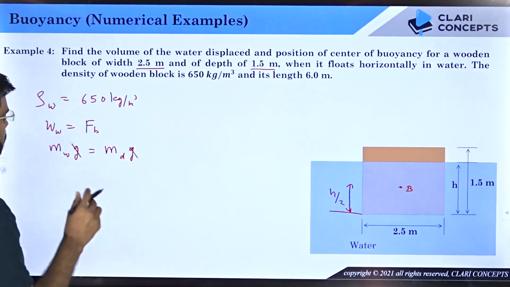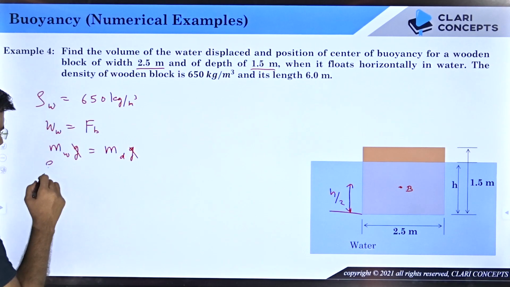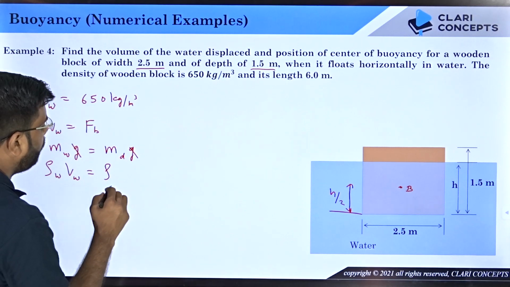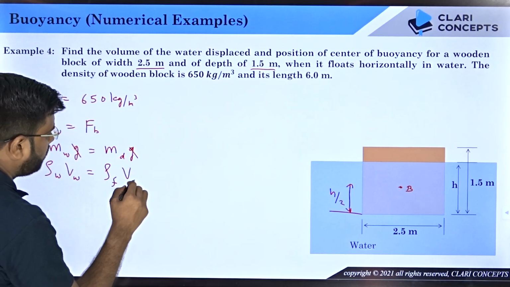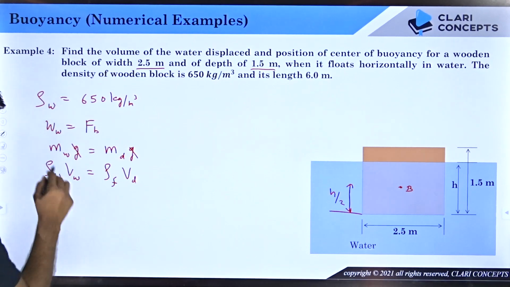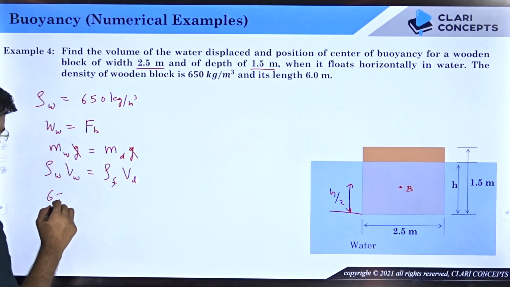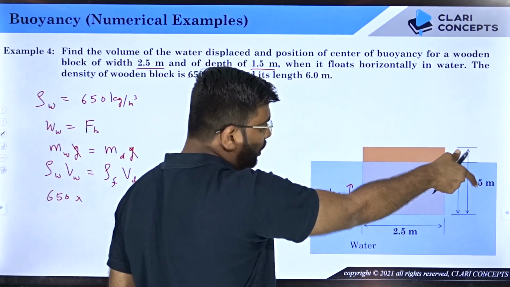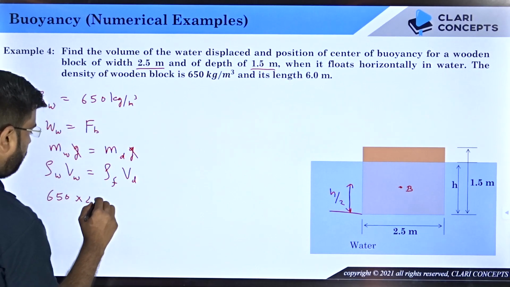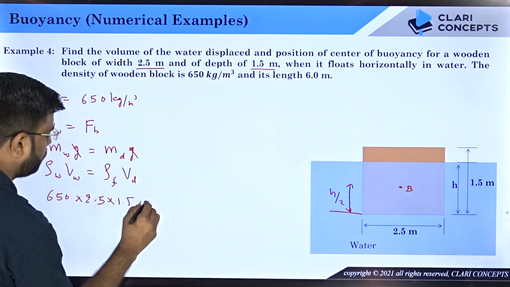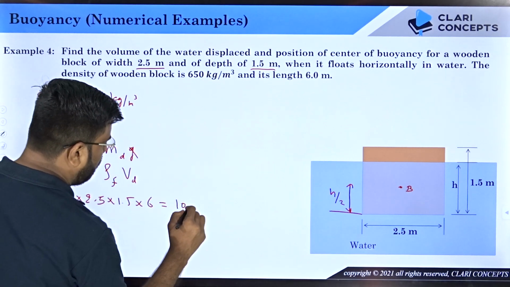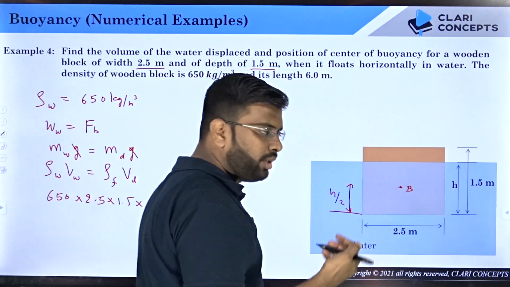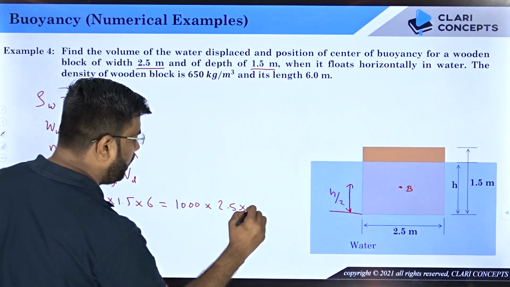Your g is cancelled. What is the mass of wood? Mass of wood is density of wood into volume of wood. What is the mass of water displaced? It is the density of the water into the volume of the water displaced. Yes. Now let us do the calculations. Rho of wood is 650. Volume of the wood is 2.5 into 1.5 into 6, that is equal to the density of the water, 1000, into the volume of the water displaced, which is 2.5 into h into 6.